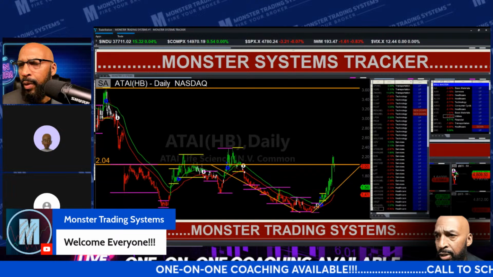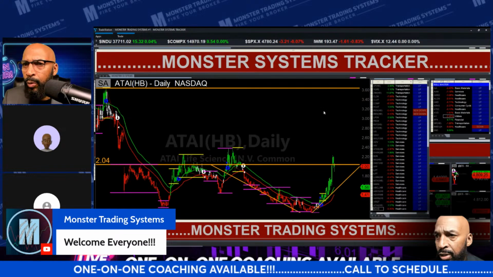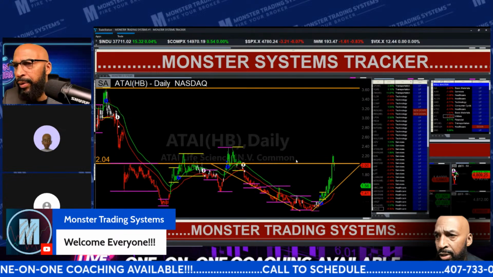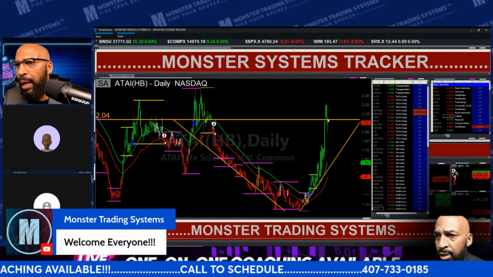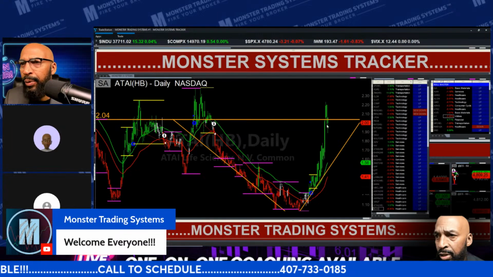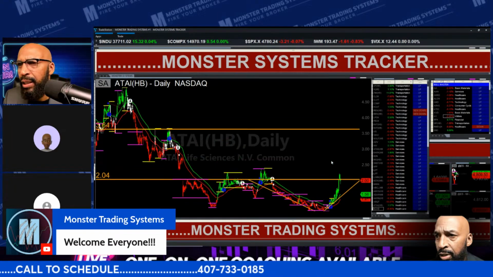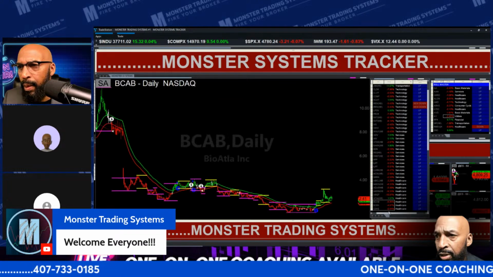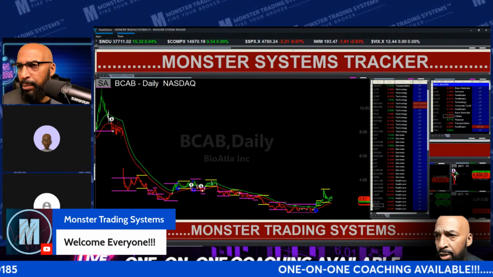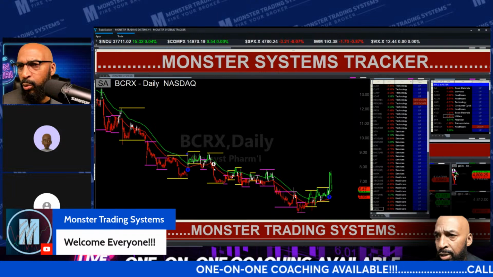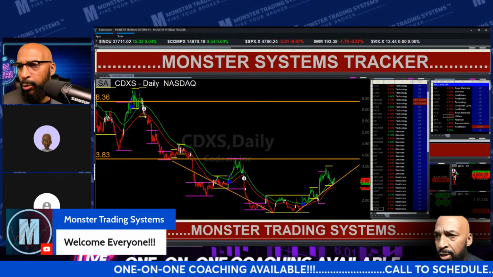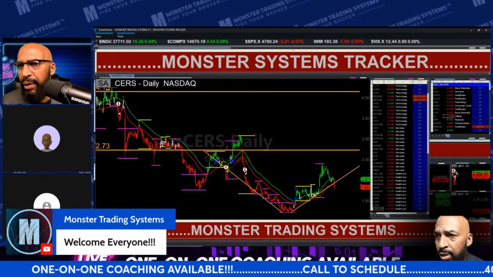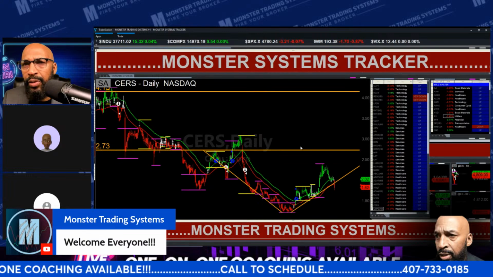All right. This one here, we had resistance here, but look how this candle here, see how it's pulling back. Okay, so keep an eye on that. Again, if the market is strong, we can certainly let them go. But if the market is getting weak, they'll come right back down. Okay. All right. CERS.